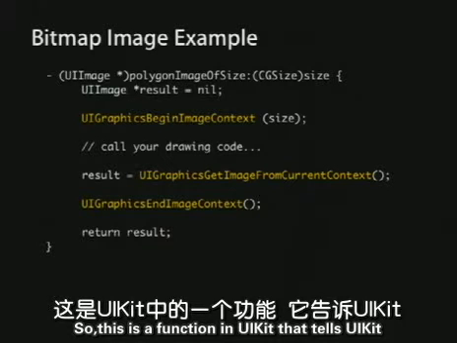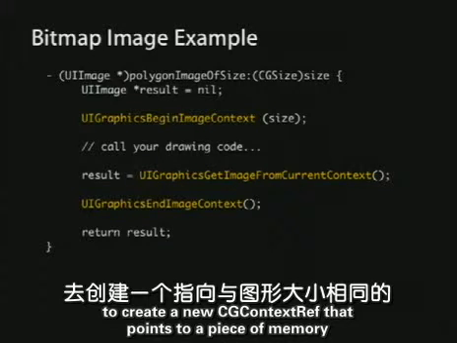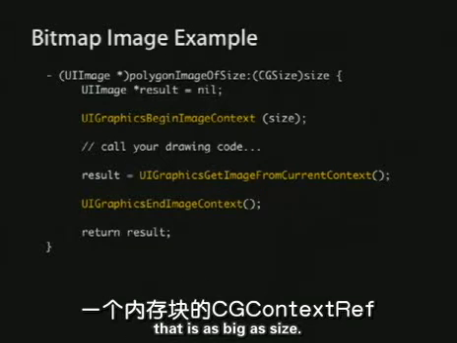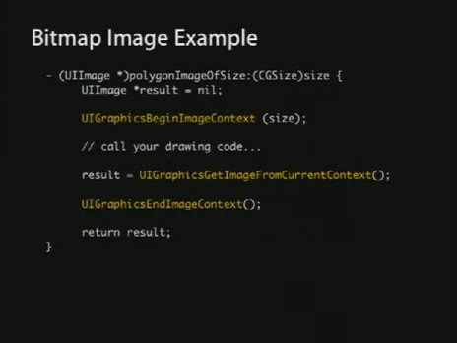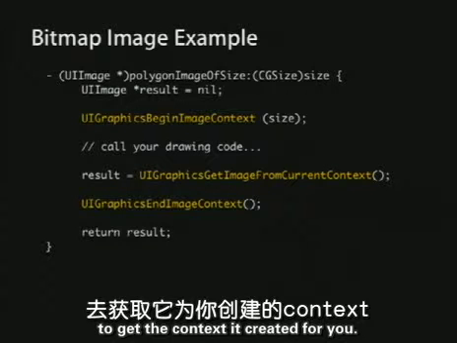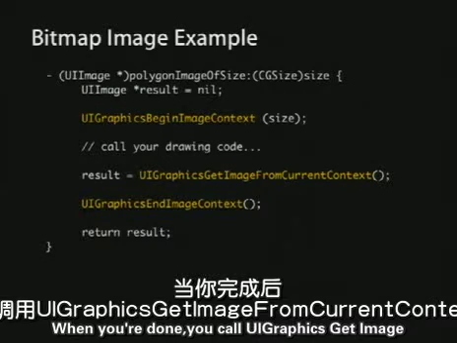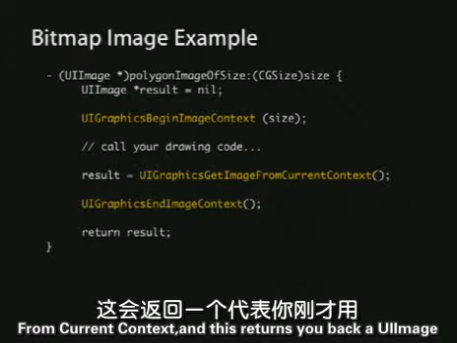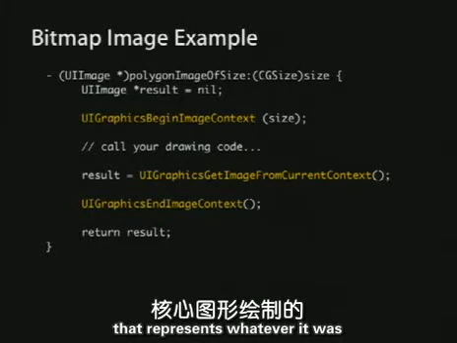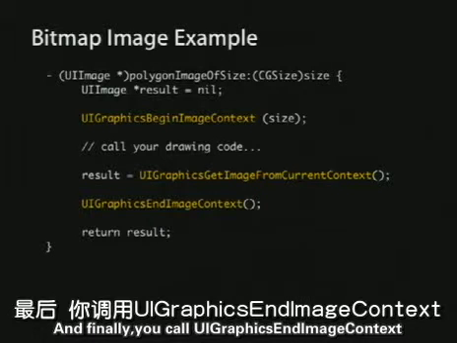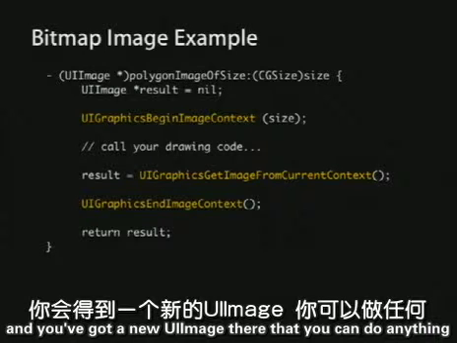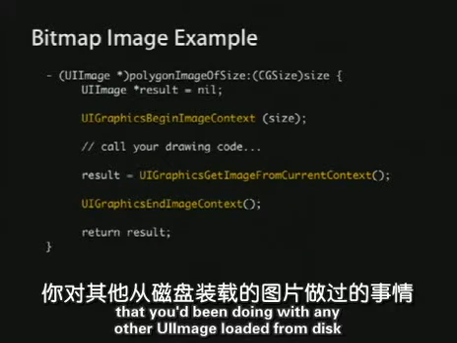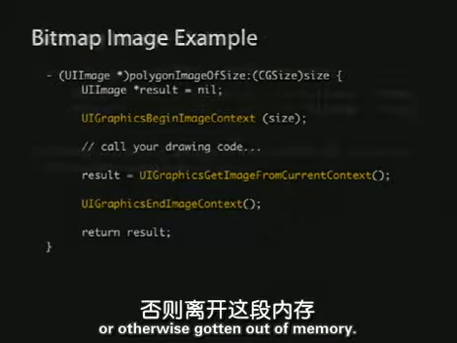So this is a function in UIKit that tells UIKit to create a new CGContextRef that points to a piece of memory that is as big as size. You can call all your normal drawing code there, any of the normal CGContext things that you'd have called before. You can call UIGraphicsGetCurrentContext to get the context it created for you. When you're done, you call UIGraphicsGetImageFromCurrentContext. And this returns you back a UIImage that represents whatever it was that you just drew using Core Graphics. And finally, you call UIGraphicsEndImageContext to clean up after yourself. And then you can return result, and you've got a new UIImage there that you can do anything with that you'd have been doing with any other UIImage loaded from disk or otherwise gotten out of memory.